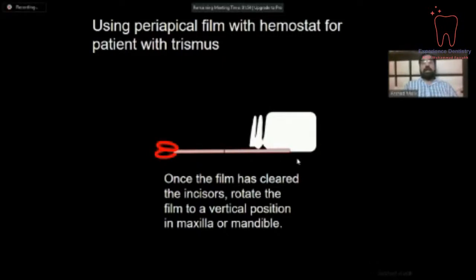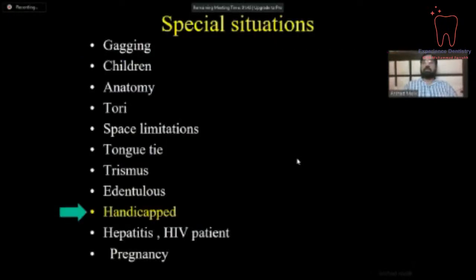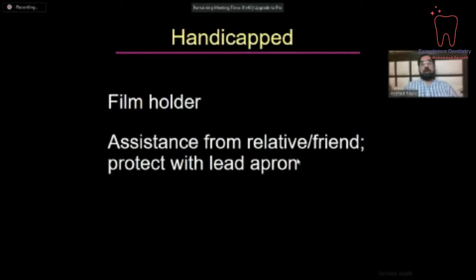Now, edentulous. For edentulous patients, it is best to take the parallel view, the occlusal view, that is the more promising one. For the handicapped, it is a big challenge for you. For that, it is generally best to use the finger for holding the film in handicapped people. And better that you do not do it by yourself, take assistance from a relative or a friend, and always use the lead apron to protect handicapped children.